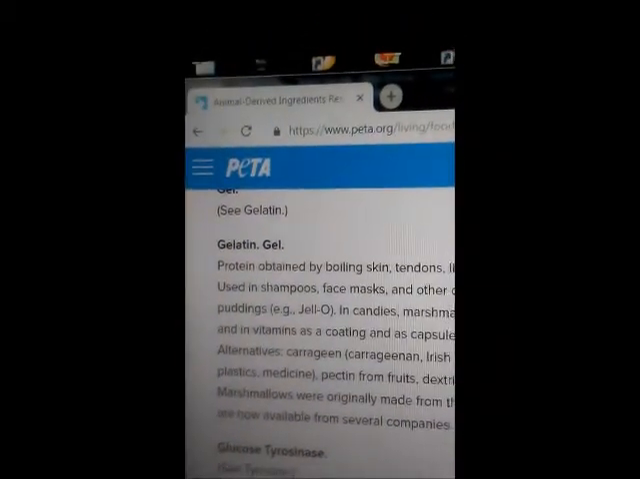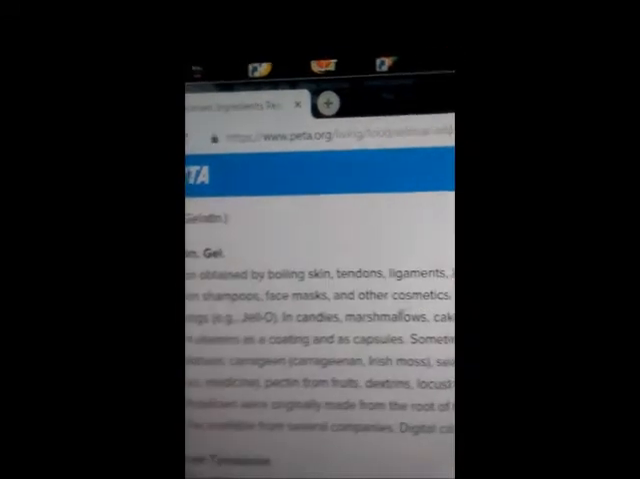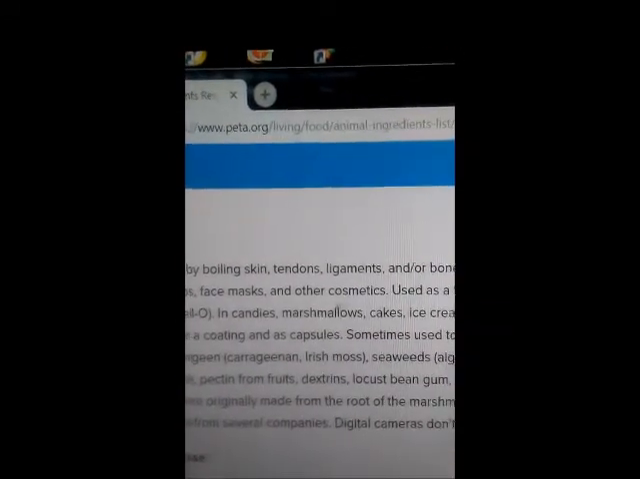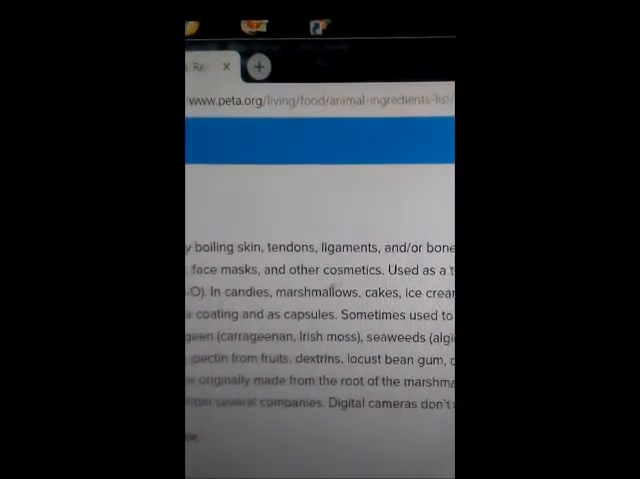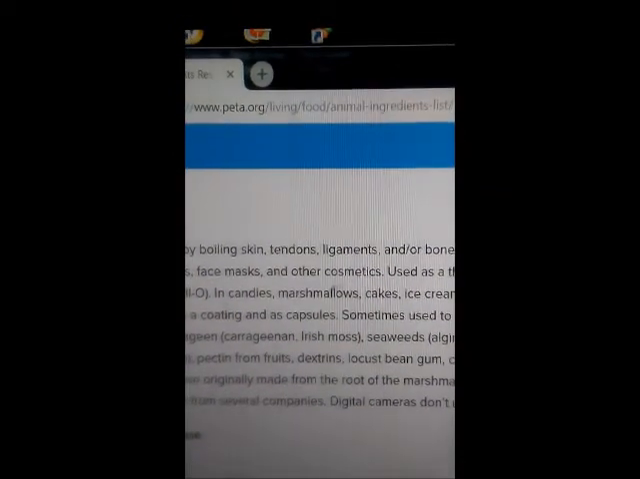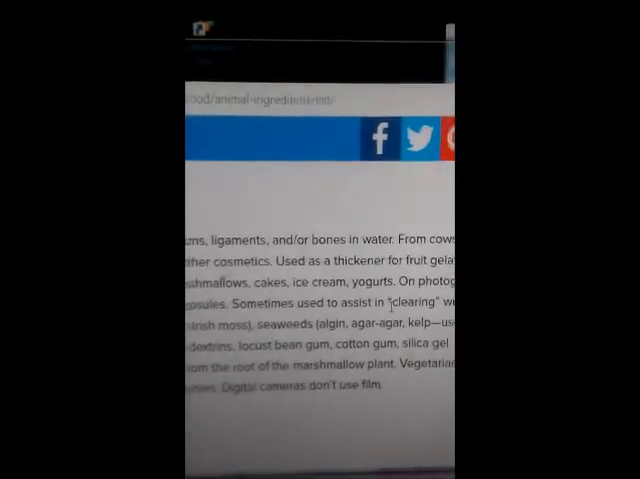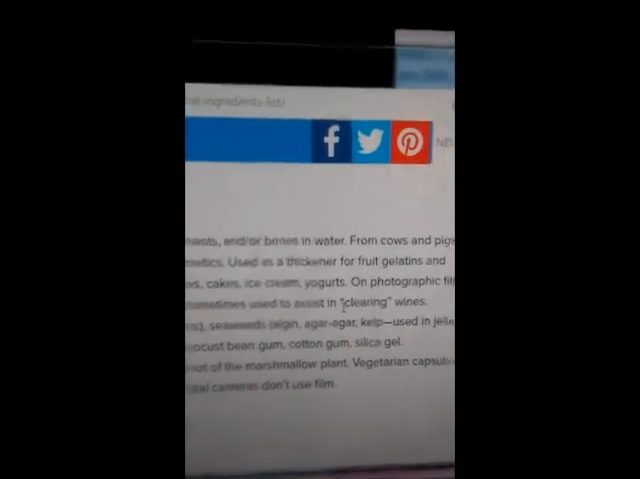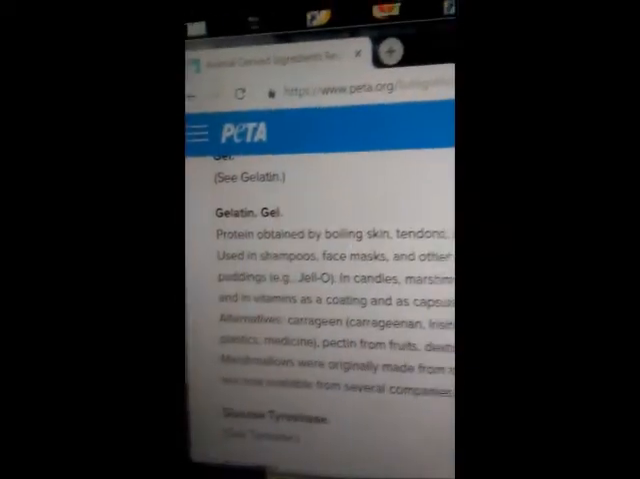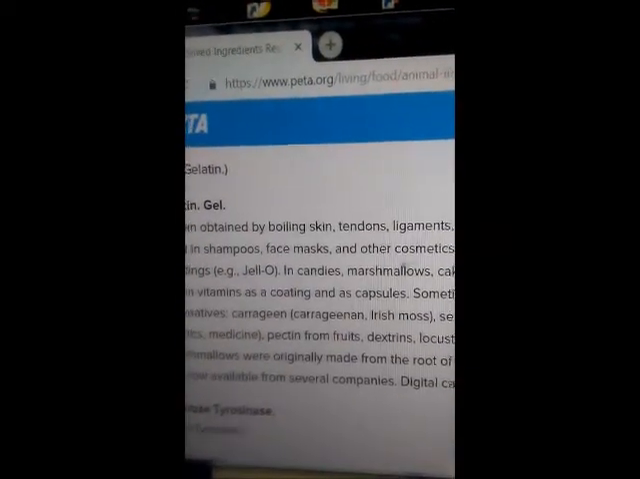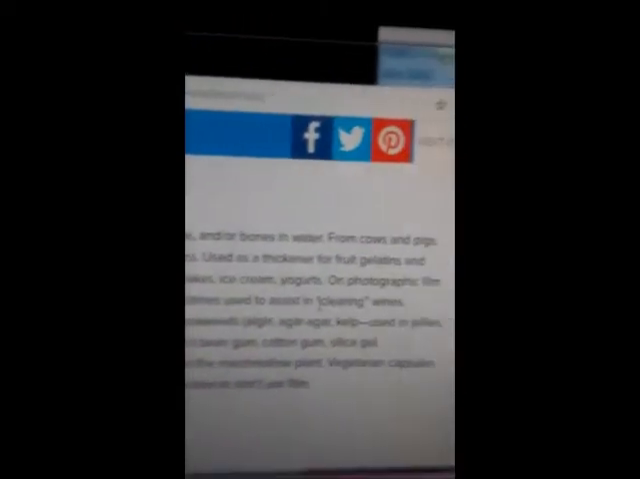So you got the alternatives: carrageenan, Irish sea moss. Love Irish sea moss. I will use Irish sea moss for all of that, for a substitution for a number of things. Seaweed, agar, kelp, used in jellies, plastics, medicine, pectin from fruits, dextrins, locust bean gum, cotton gum, silica gel. So you got different alternatives.